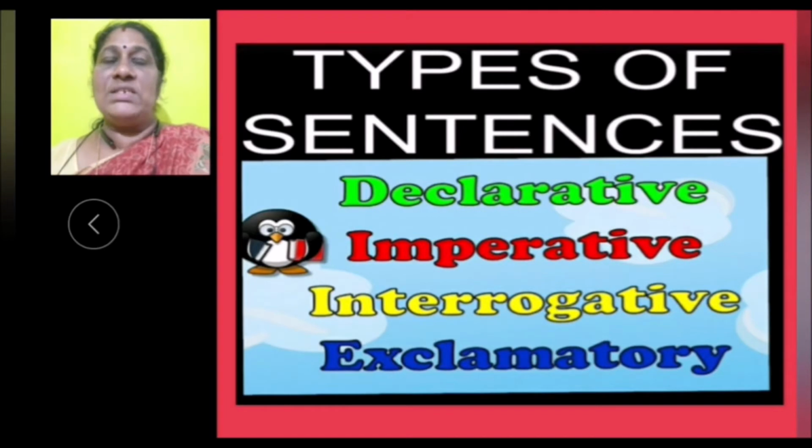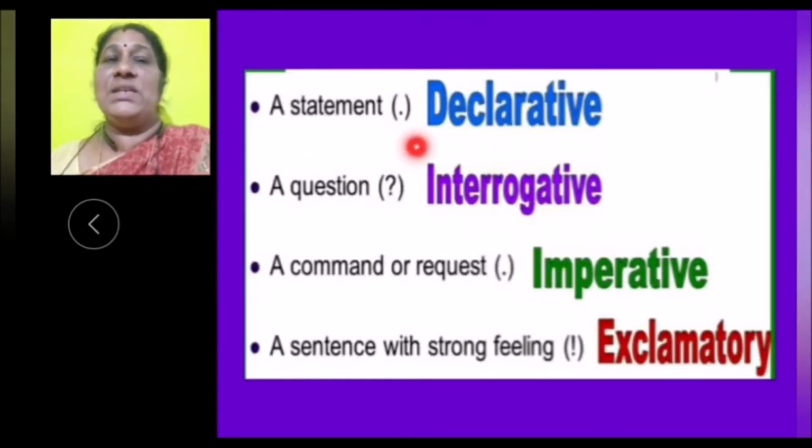You have learned there are 4 types of sentences. They are declarative sentence, imperative sentence, interrogative sentence, and exclamatory sentence. A statement is called a declarative sentence. A question sentence is called an interrogative sentence. A command or request is called an imperative sentence. A sentence with strong feeling is called an exclamatory sentence.